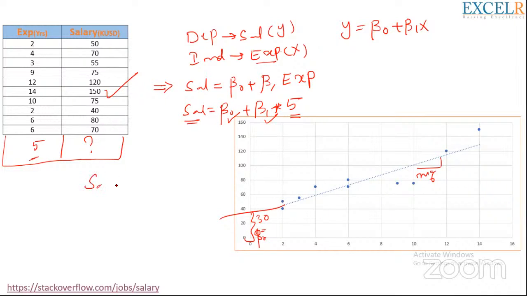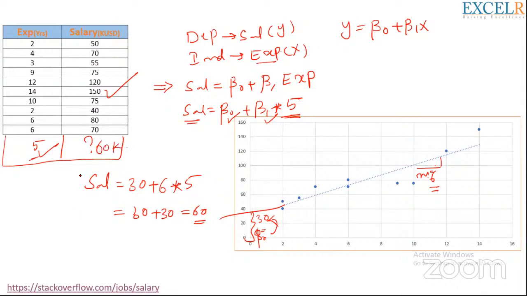Now salary is equal to beta naught, which is nothing but the intercept, plus beta 1, which is nothing but the slope of the regression equation. That is 6 into 5 here. So 30 plus 30, that is 60. That means a person who has 5 years of experience should get 60K US dollars.